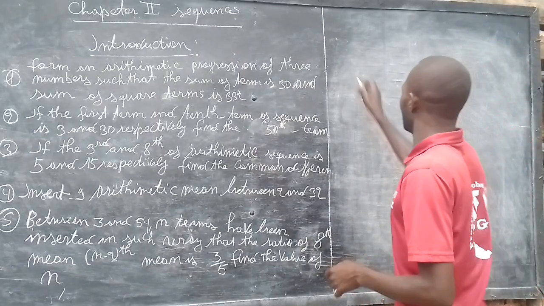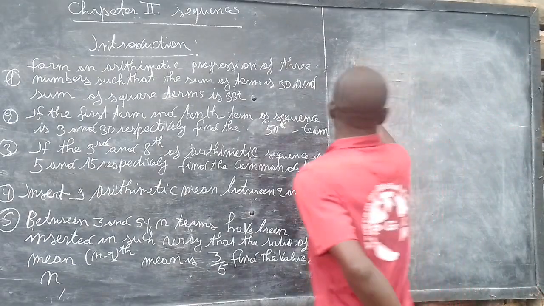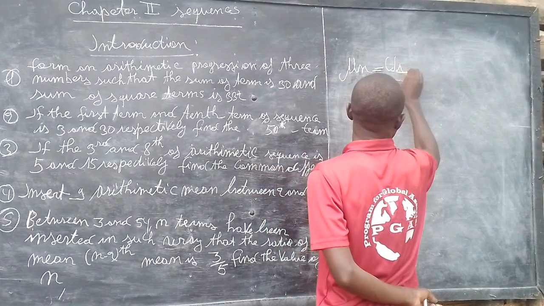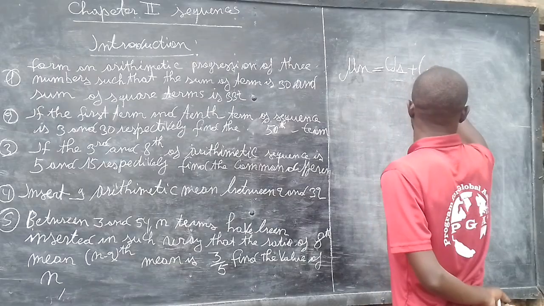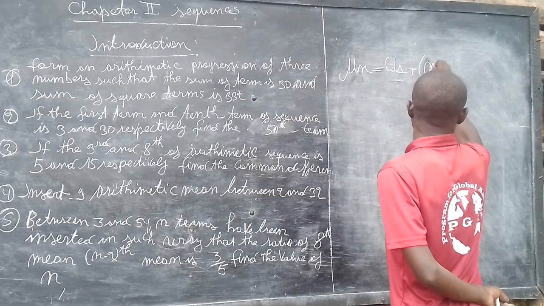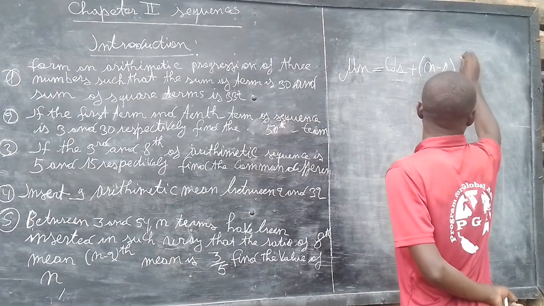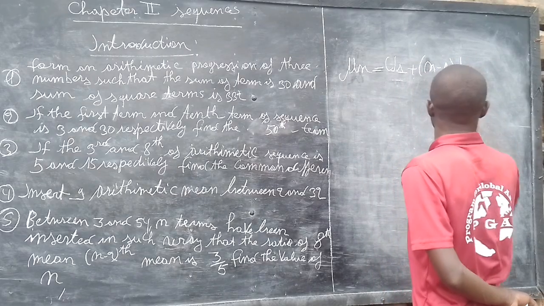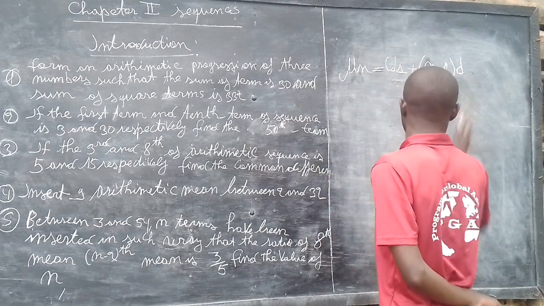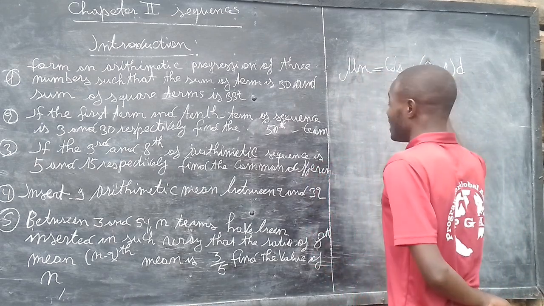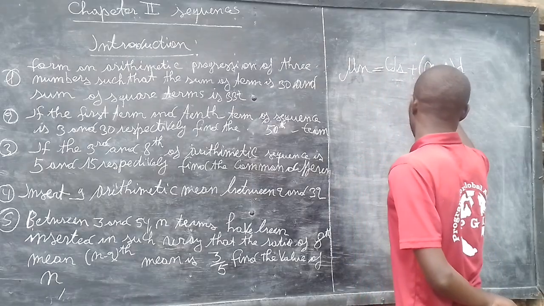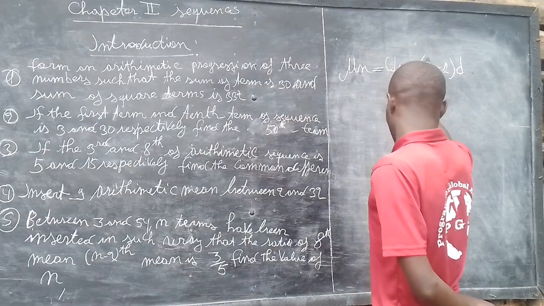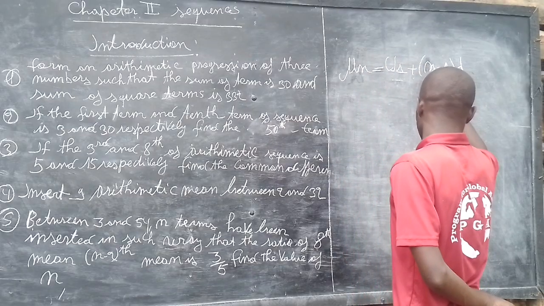So here we have un, which is equal to u1 plus n negative 1 times d. This d, as we have said, is the common difference. This n is the term number. This is the initial term. This is the term number.